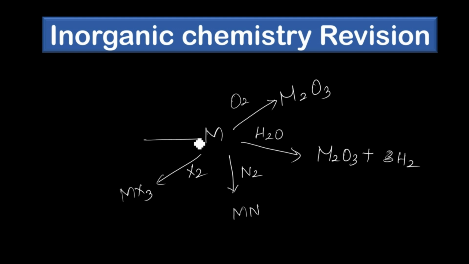Then with acids, the metal will form M3+, along with that hydrogen gas is eliminated. But boron is not affected by these acids like HCl or H2SO4, while other elements will form the corresponding oxidation state.